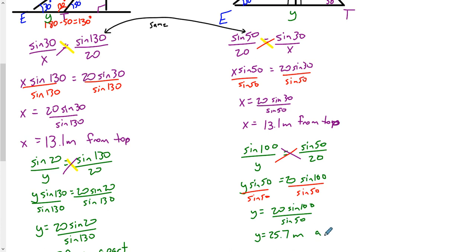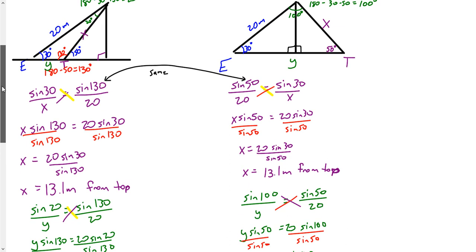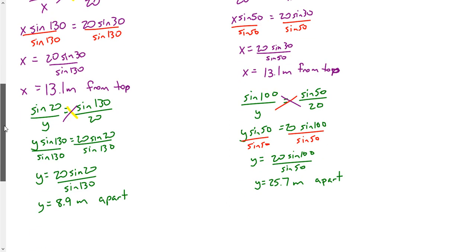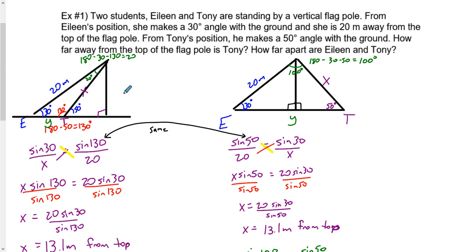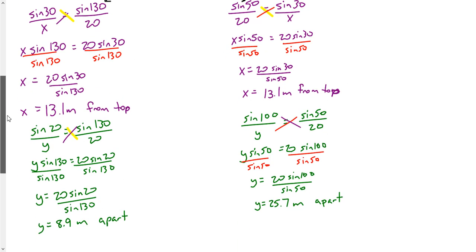So they would be 25.7 meters apart if they were on opposite sides of this flagpole. So instead of the 8.9, they're quite a bit further apart. Again, the ambiguous case deals with an uncertainty. It deals with something that's left up to some interpretation. In this case, we need to interpret, are they on the same side or on the opposite sides? I would have the expectation that you would solve for both sides. Okay. Go have fun.